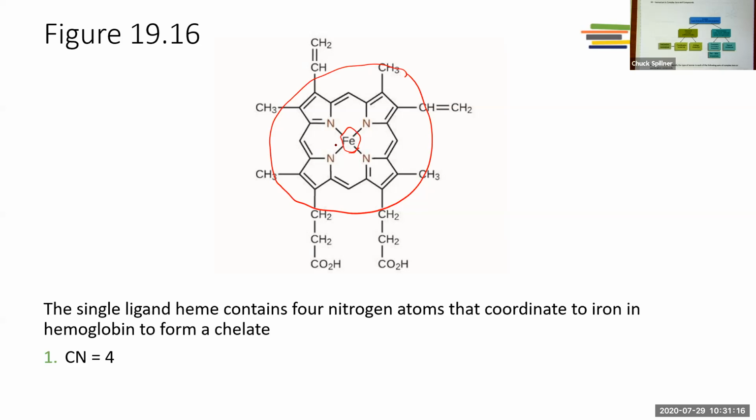Okay, so we have 4 coordinate covalent bonds to that central iron. And this iron can be an iron 2+ ion or iron 3+ ion in hemoglobin. So like I said, there are many organic compounds, especially in biological systems, that form complexes to central transition metal ions.